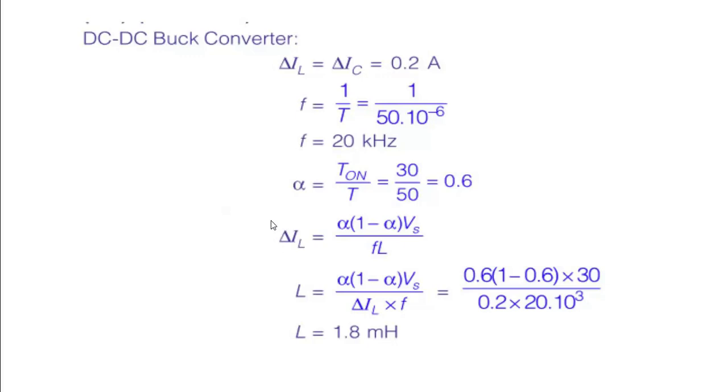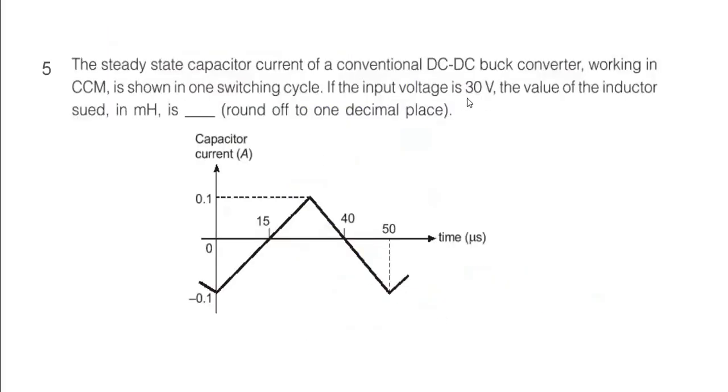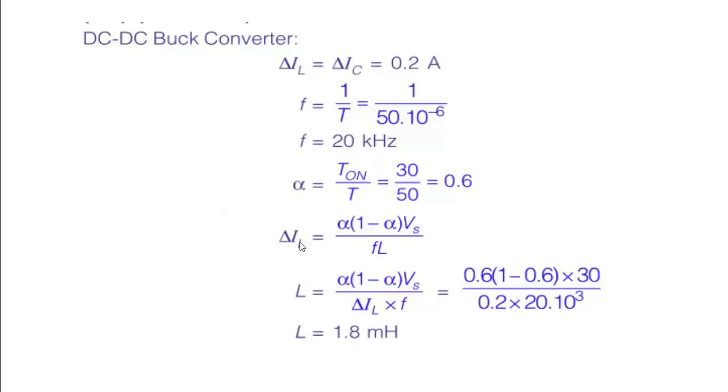And we know that the ripple current expression del IL for a buck converter will be alpha into 1 minus alpha into Vs by F L. Alpha is 0.6, F is 20 kilohertz, and Vs is given as 30 volts. So substituting for alpha, Vs, F and del IL, we can find L equal to alpha into 1 minus alpha Vs by del IL into F. Substituting, we get the value of the inductor as 1.8 millihenry.